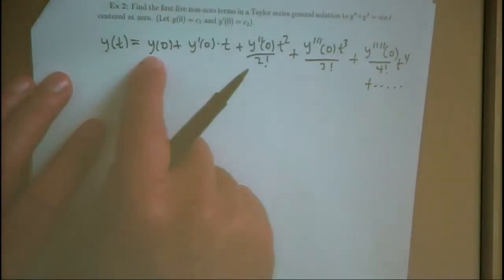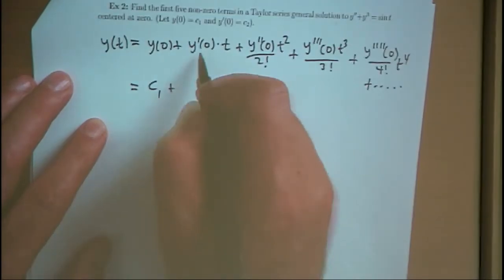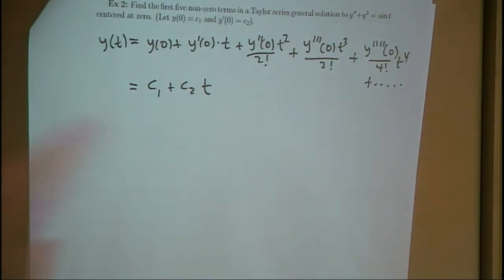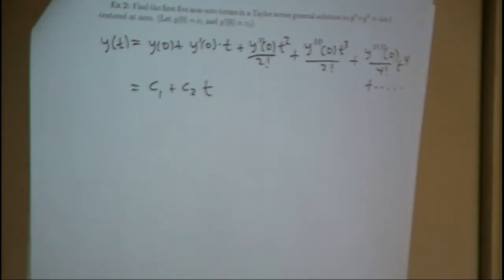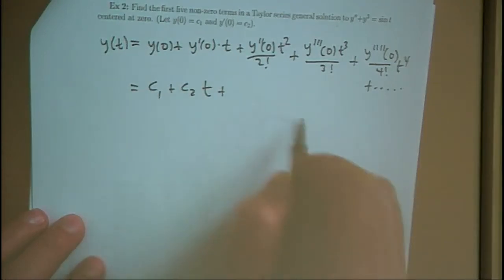Again, I know y of 0. y of 0 is c1 now, and y prime of 0 is c2. So I know how this starts. I know that's that, I know that's that. We need to fill in the rest of these numbers, which we'll do below. So plus, coming up.